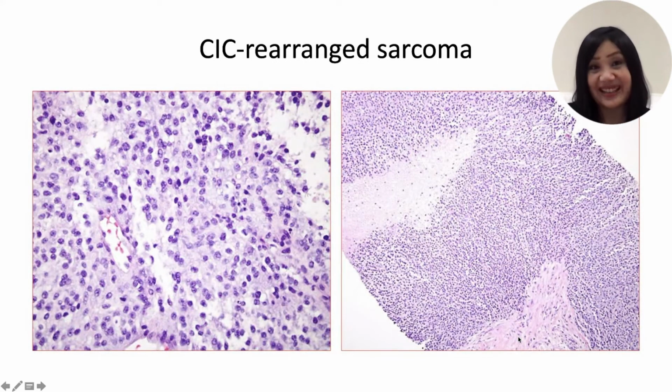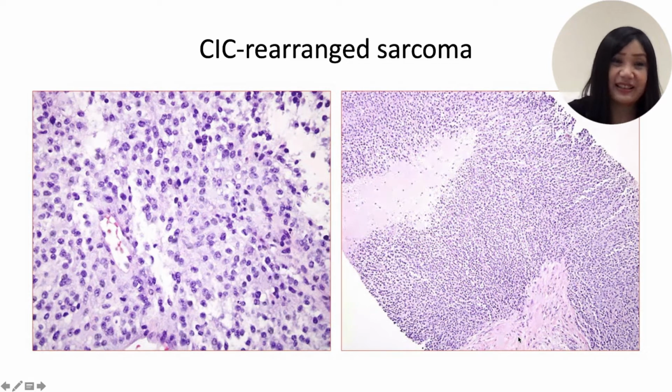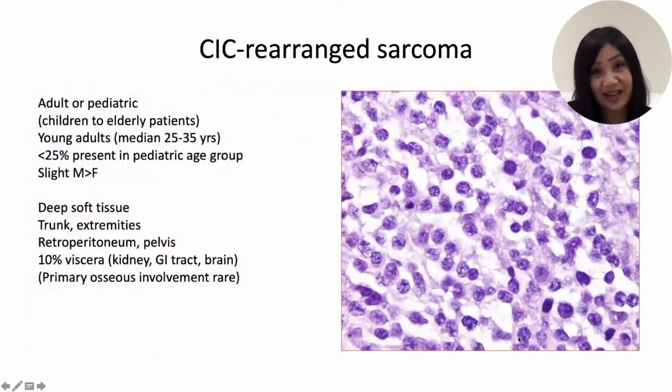So the first one is the CIC-rearranged sarcoma. It's the first of the Ewing-like small round cell sarcomas. CIC-rearranged sarcomas can occur in the adult or pediatric population, from children to elderly patients, but they typically occur in young adults with a median age of 25 to 35. Less than a quarter of these present in a pediatric age group, so they're more frequently adult tumours.